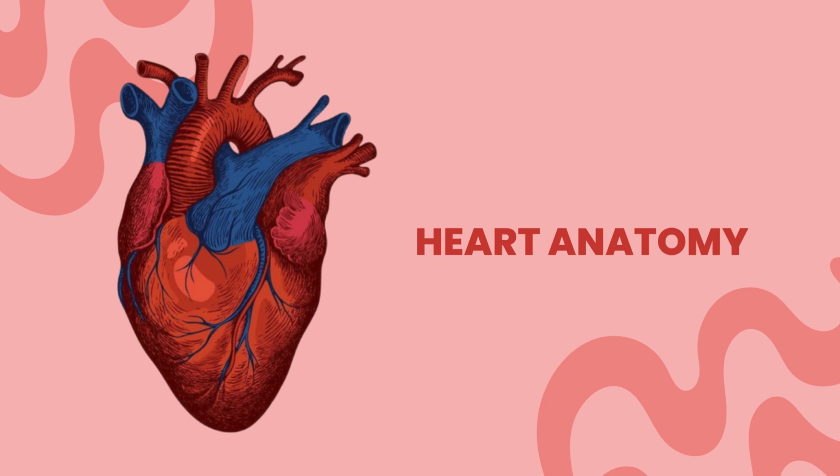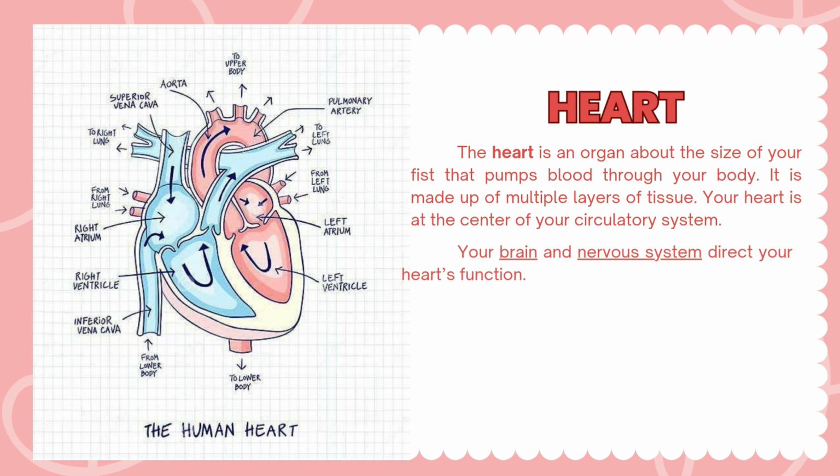Now, first, we will be discussing the heart of the system, of course, the heart itself. This remarkable organ is about the size of your fist and pumps blood throughout your body. It is made up of multiple layers of tissue, and your heart is at the center of your circulatory system. By the way, your brain and nervous system direct your heart's function also. Your heart has four chambers. We have the right atrium and left atrium, and two ventricles, your right ventricle and your left ventricle.